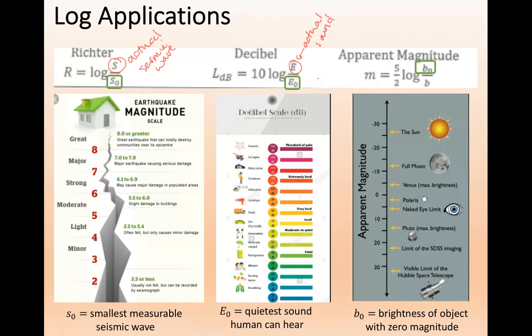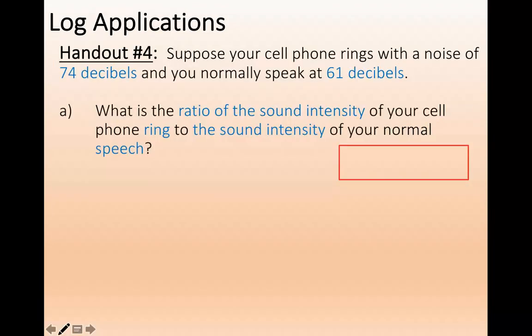And finally, for apparent magnitude, we have 5/2 log B over B sub 0. B sub 0 is the brightness of an object with 0 magnitude, and B is the actual brightness. So we are going to be using these formulas throughout these applications that we're going to work through. I'm going to start with actually number 4 on the handout.